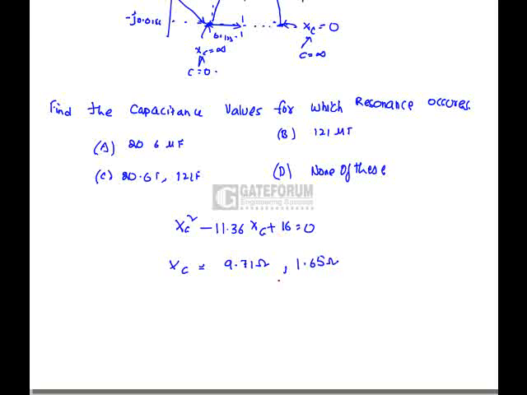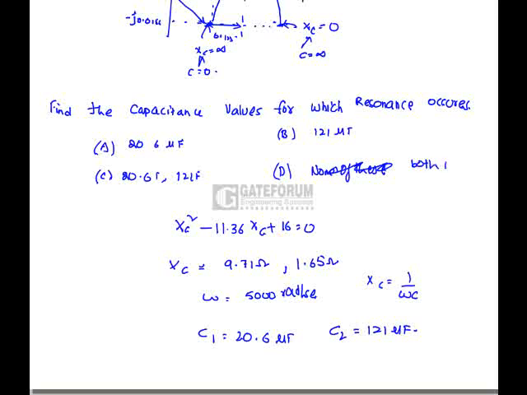1.65 ohms. So we know omega equals 5000 radians per second. XC is nothing but 1 by omega C. Here C1 is 20.6 microfarad, C2 is 121 microfarad. That is option both A and B. That is option D is correct.